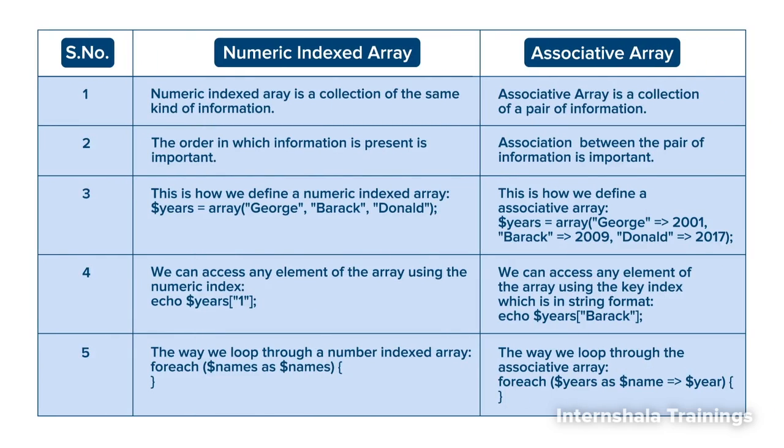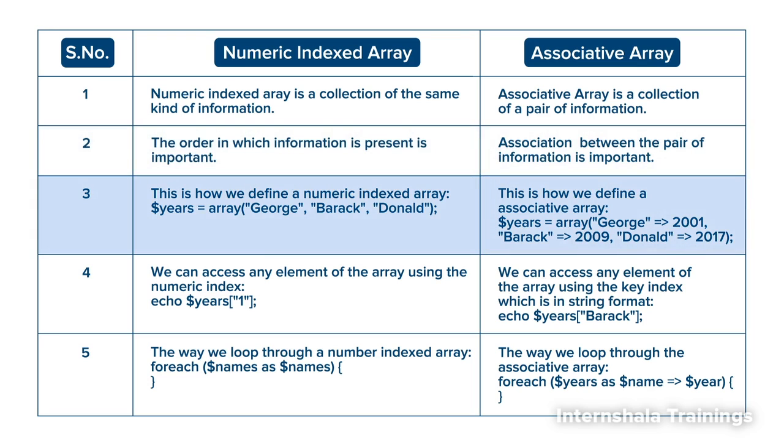Now that we have reached the end of this topic, let us quickly summarize the differences between the types of array, that is numeric indexed array and associative array. First, the numeric indexed array is a collection of the same kind of information, whereas an associative array is a collection of a pair of information. Next, in a numeric indexed array, the order in which we present information is important, while in the case of an associative array, the association between the pair of information is important.